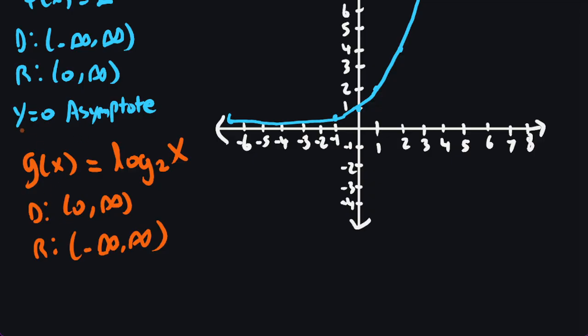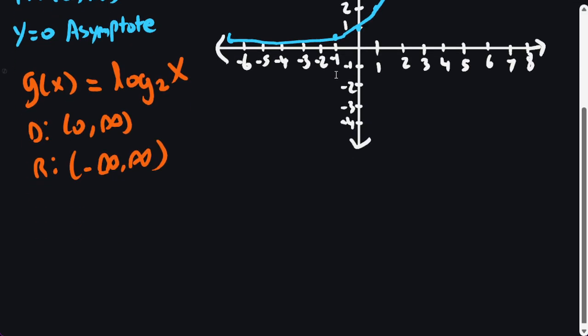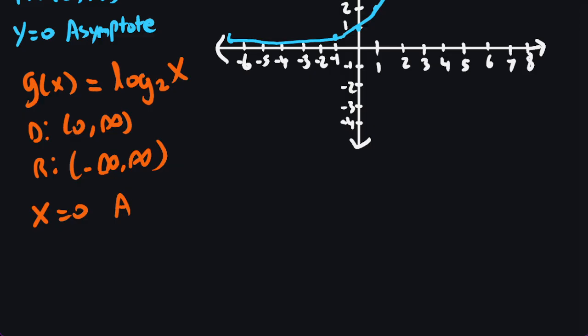And what is the asymptote? So for the exponential equation, the asymptote was at y equals 0. But for a logarithmic equation, the asymptote is at x equals 0. So it has an asymptote at x equals 0, which is actually the y-axis.